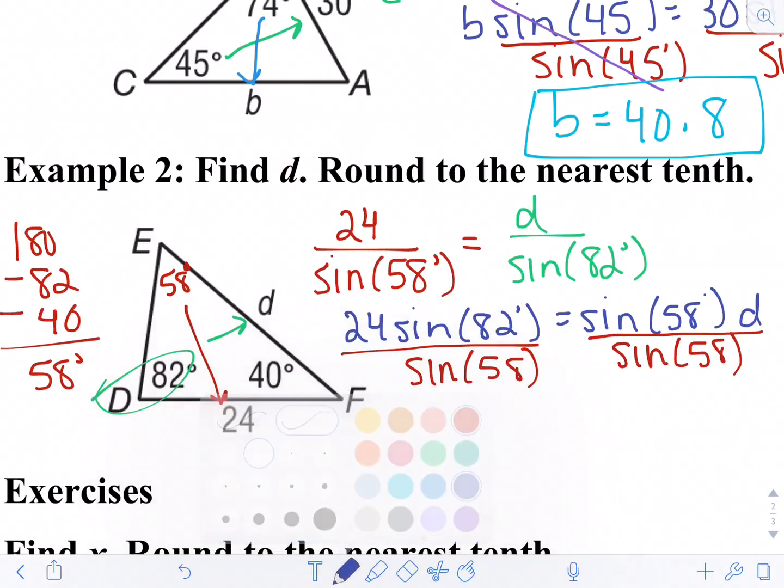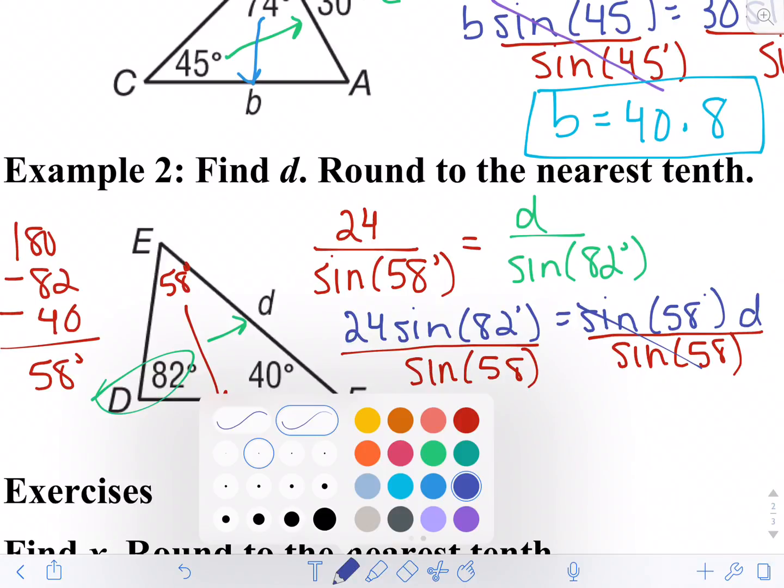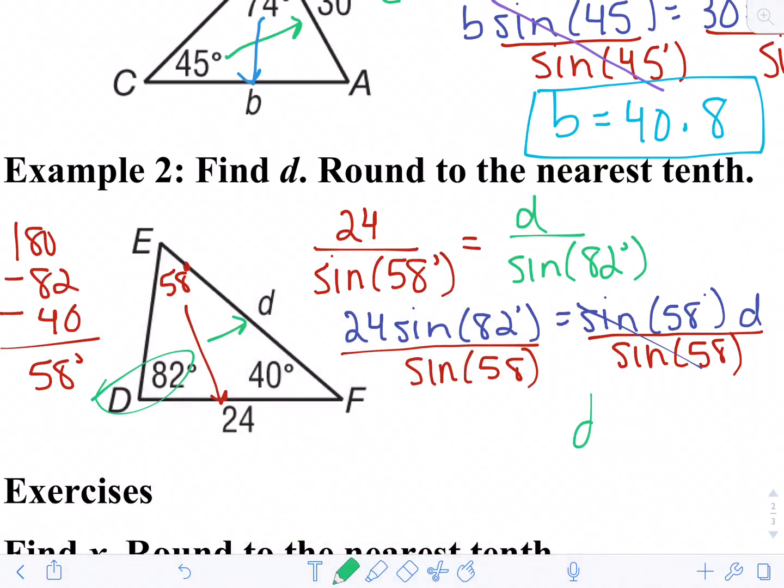Okay, so we know these cross out. So we know that we will get d is equal to whatever you get when you multiply 24 and sine of 82, divided by sine of 58. And whenever you do that and round to the nearest tenth, it will come out to 28.0.